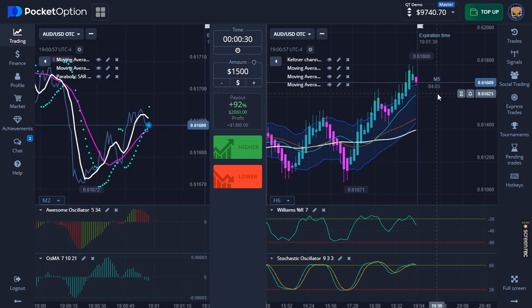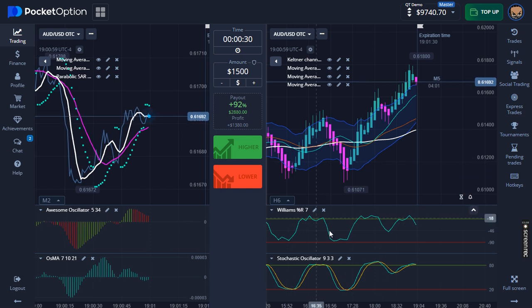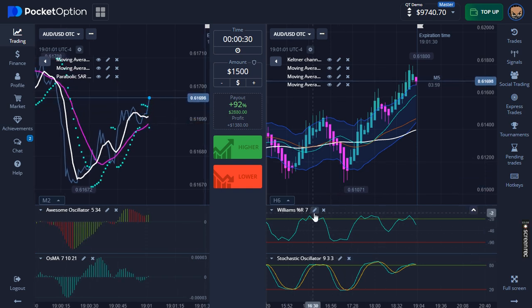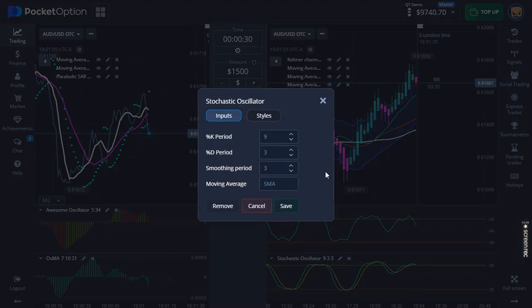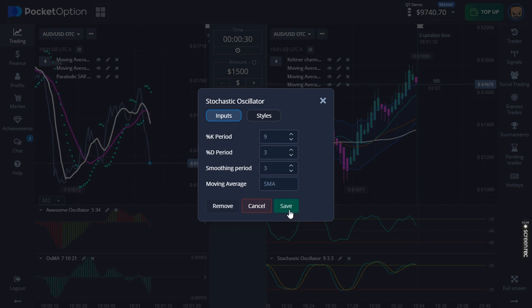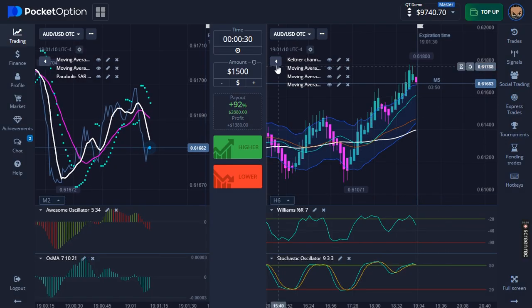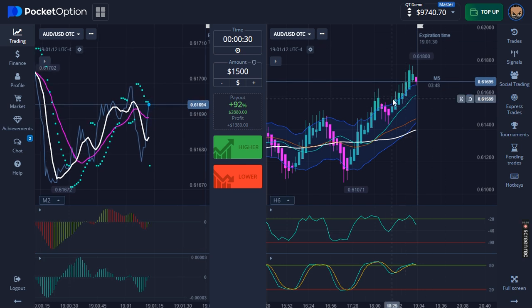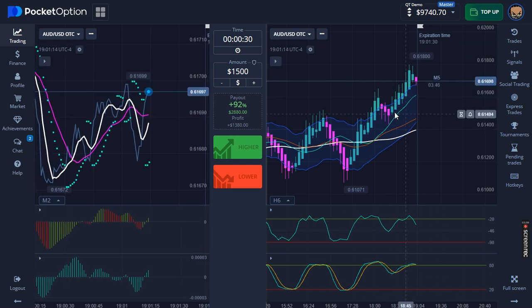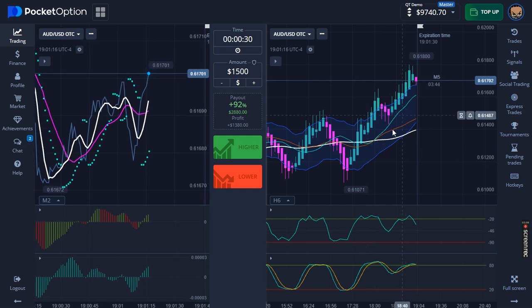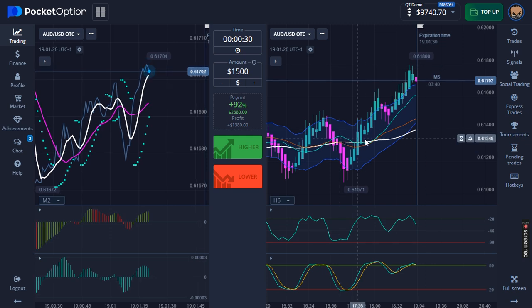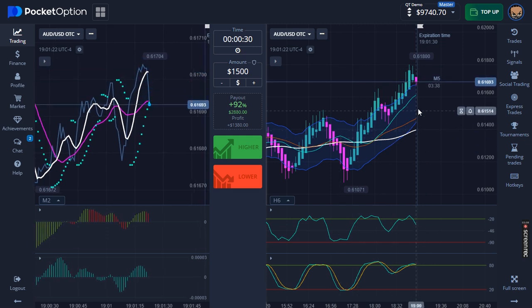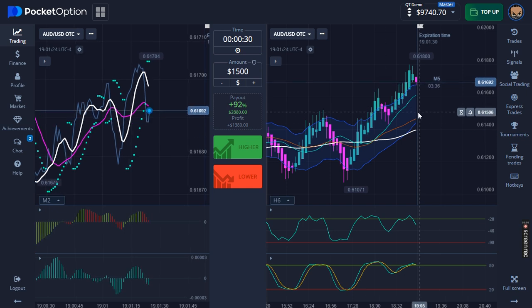Okay? So basically, let's talk about my Williams. I have my Williams set up at 7%, and I have my stochastic at 9, 3, 3. Okay? So basically, all I'm doing is looking on the right hand side to identify the trend. Currently, the main trend is an uptrend. You can see it on my blue line. You can see my candlesticks above my 50 SMA. Okay?